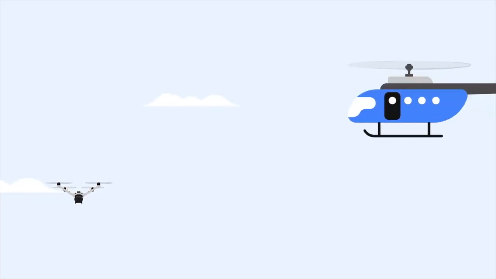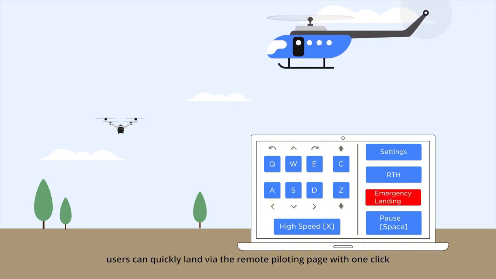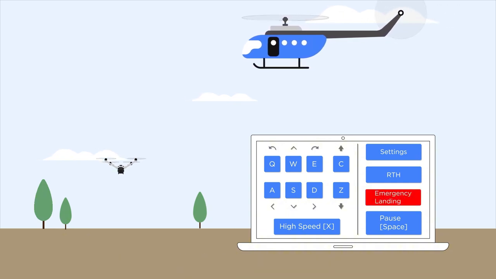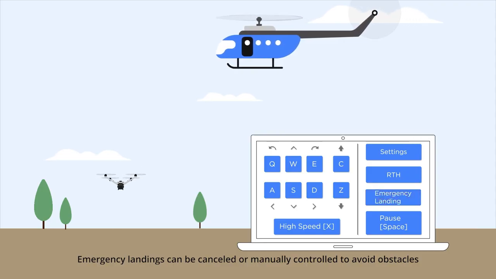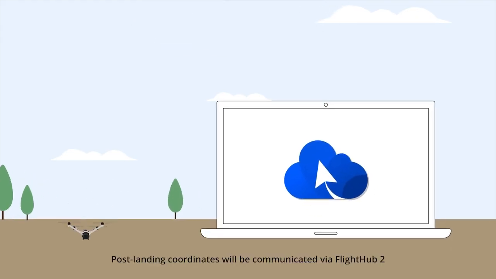In emergencies, users can quickly land via the remote piloting page with one click, swiftly clearing the airspace. Emergency landings can be canceled or manually controlled to avoid obstacles. Post-landing coordinates will be communicated via FlightHub 2.